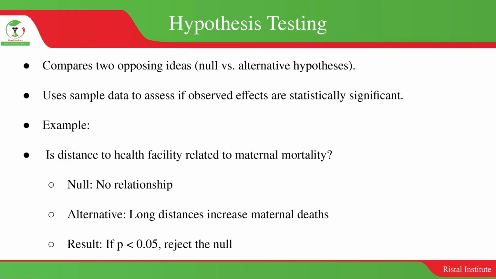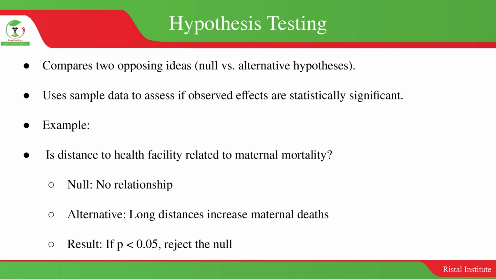for the sampling error. So if your null hypothesis was that long distances do not actually contribute to maternal death, then if you do your sampling, after your research study you should be able to understand from your study whether there is a relationship between long distance and maternal mortality, and therefore you conclusively make a decision and state whether your null hypothesis is right or it is wrong.